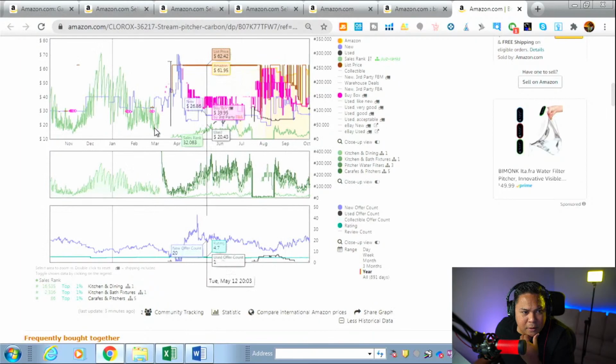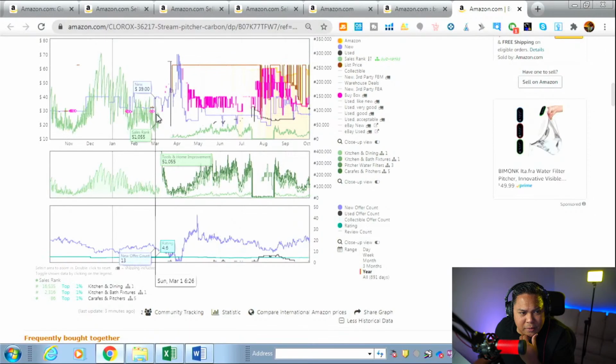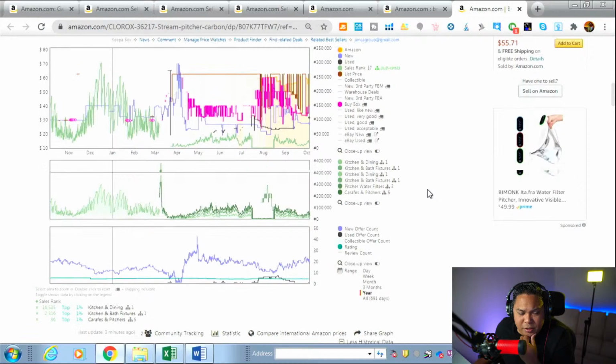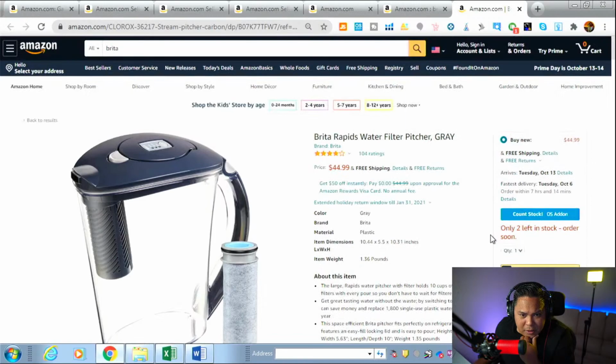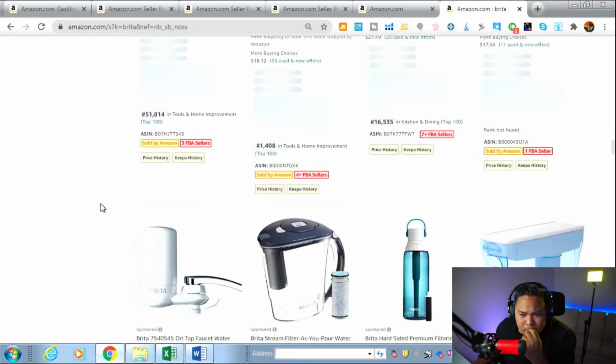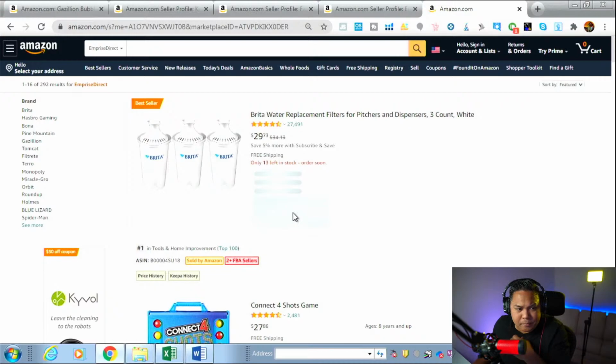And from last year, they weren't selling this. Then they started to trickle in, and they were a little more consistent during this time. I think they're just out of stock, and they're just restocking at the moment. So because Amazon sells this, I'm going to pass on this. I'm actually going to pass on this whole brand.